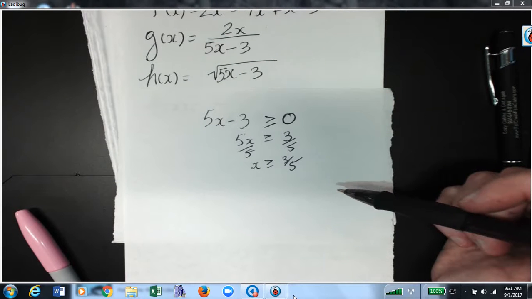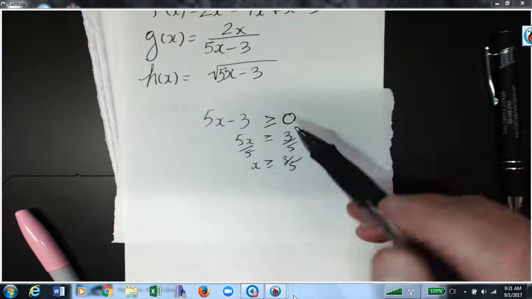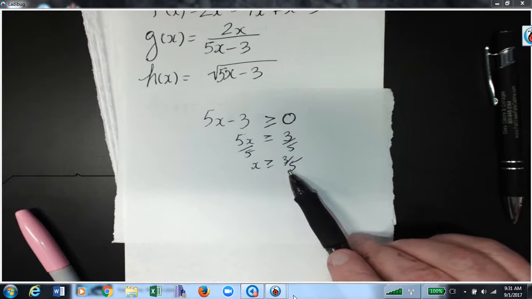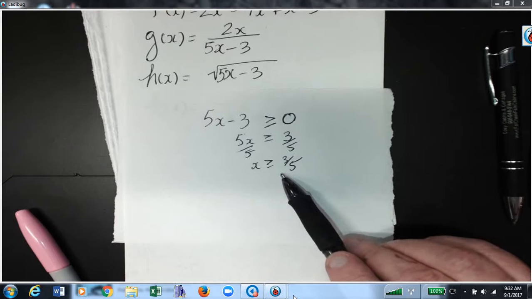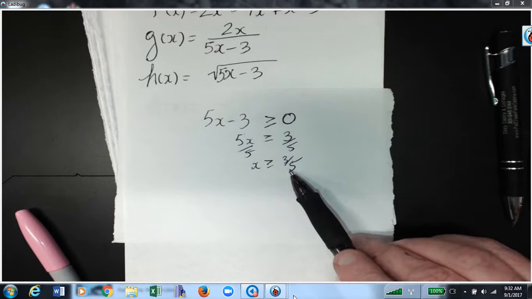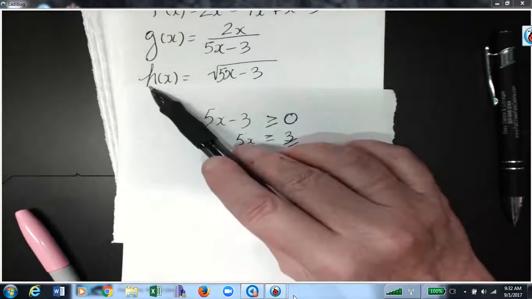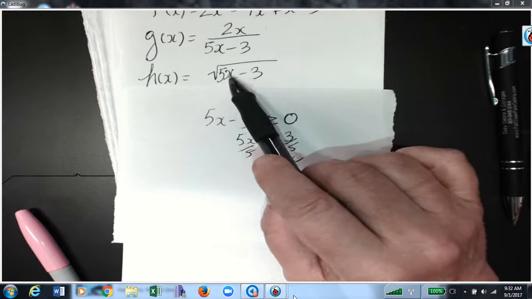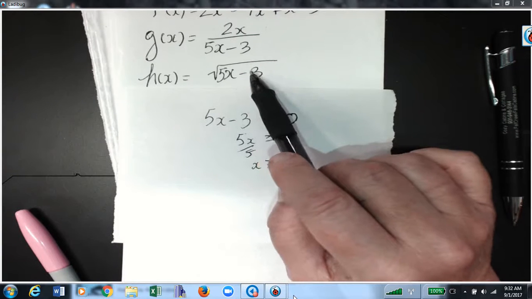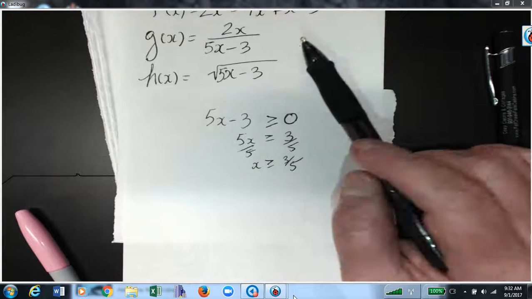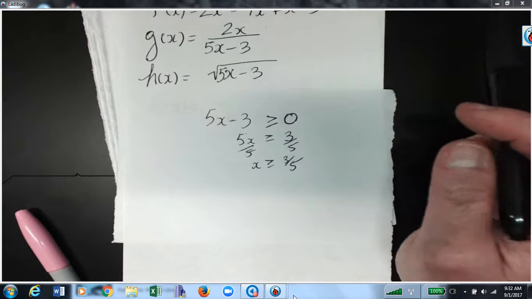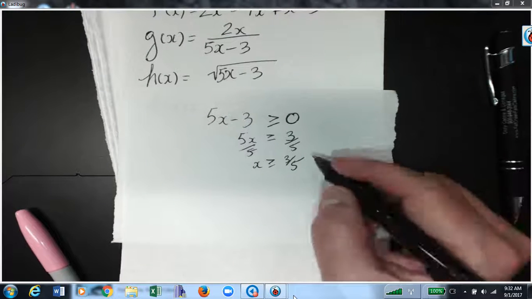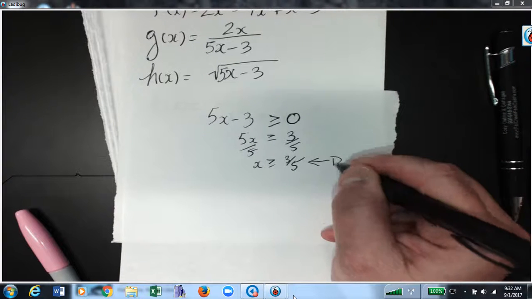Okay. Is x equals 0 allowed? No. Is 0 greater than or equal to 3/5? No, so 0 is not in the domain. And if I try and evaluate h at 0, I'm going to have the square root of 5 times 0 minus 3, which would be the square root of negative 3, and that is not defined over the set of real numbers. So this is one answer for my domain.